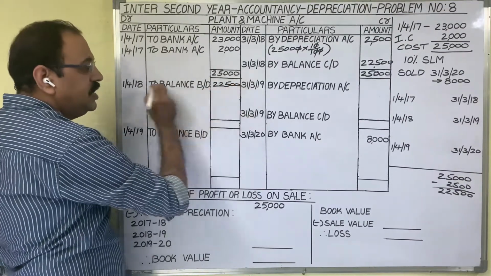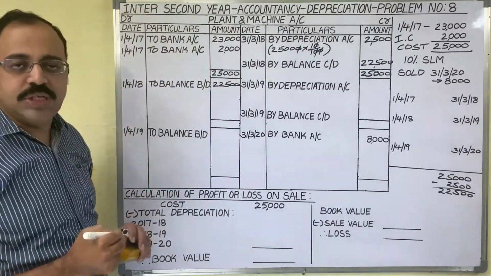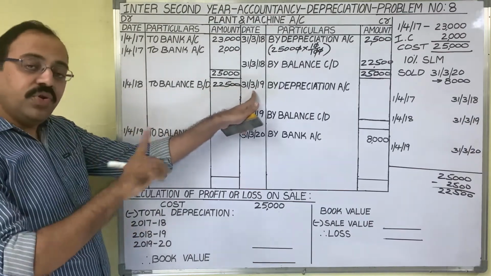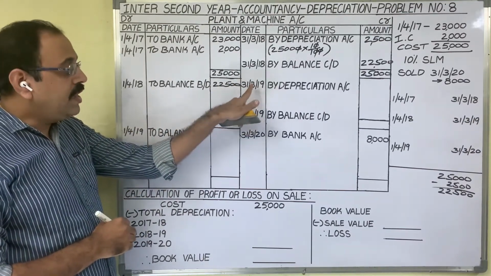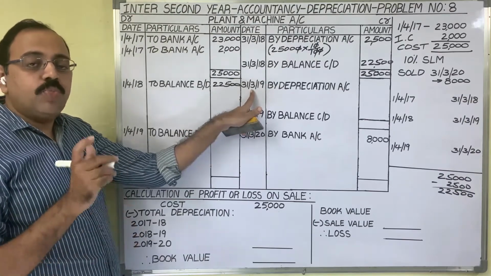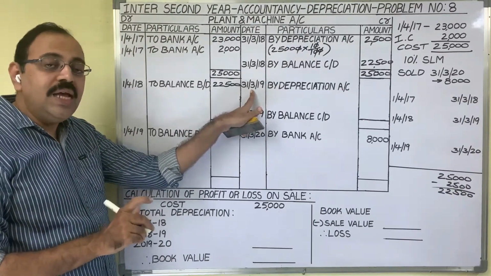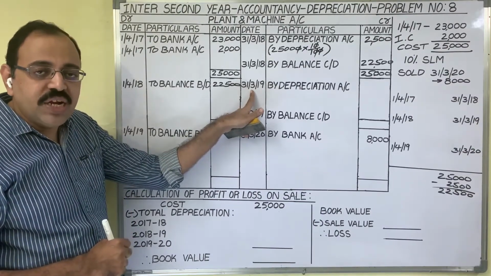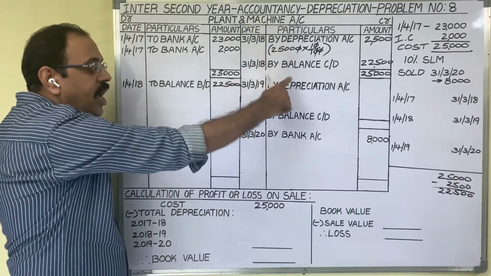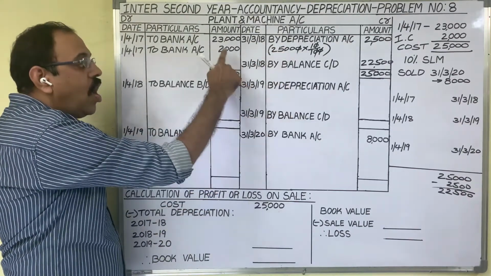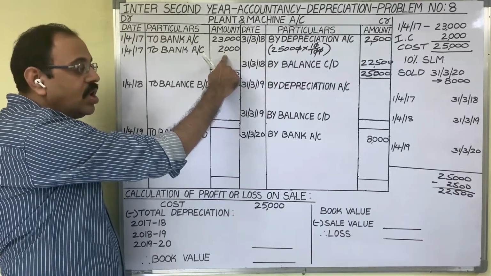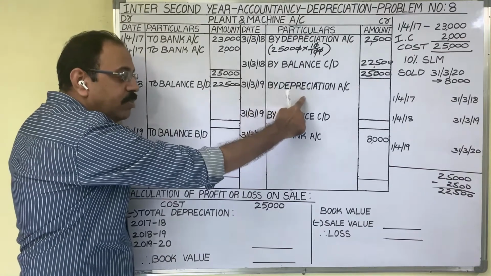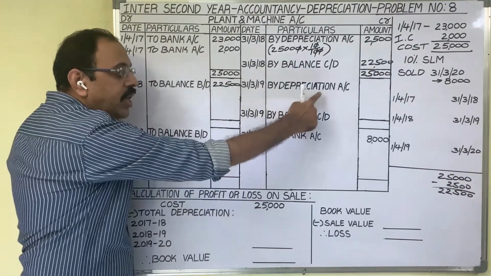22,500. In second year, there is no additional purchase. There is no sale. So they use this asset for full year. Therefore, at the end of second year, we should provide depreciation on this asset for 12 months. This is straight line method. The feature of straight line method is every year we have to compute the depreciation on cost of the asset. Cost of the asset is 25,000. So here also the calculation will be 25,000 into 10%.